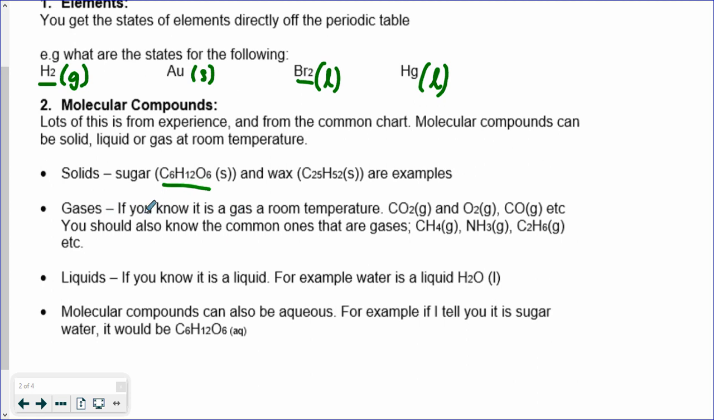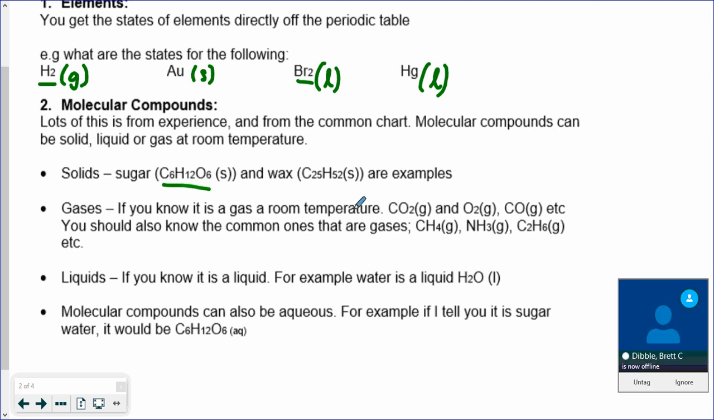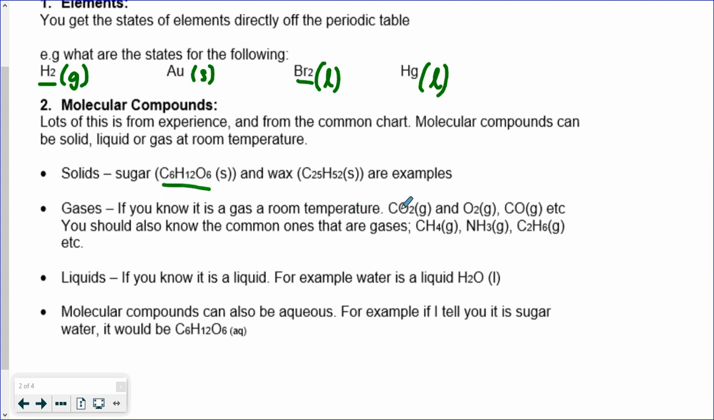Gases, if you know it's a gas at room temperature. For these ones, just think about it if you don't have another way. What is carbon dioxide at room temperature? Well, if you breathe out really aggressively, you know that it's a gas. Oxygen at room temperature, you've seen oxygen canisters, it's a gas as well. Carbon monoxide, we've talked about that. That's what's coming out of the furnace with incomplete combustion, and so those are gases as well.